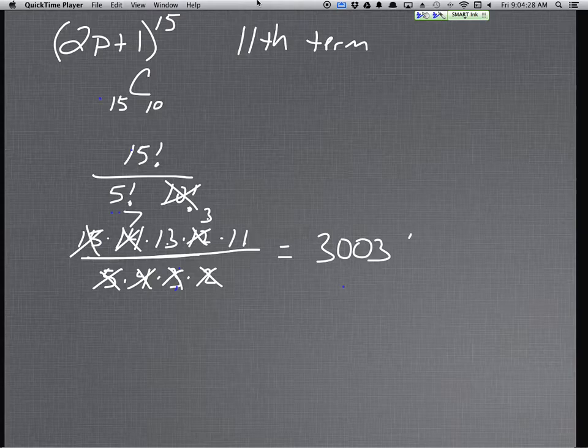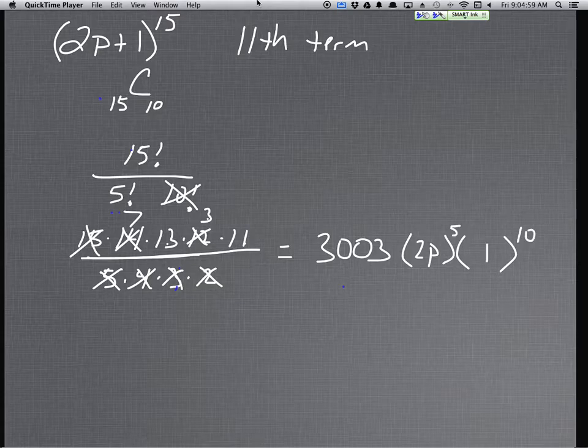Okay, so here's what we have to do. I need to think about what exponent the 2p would have on the 11th term, and I need to figure out what exponent the 1 would have on the 11th term. And it's very easy. Whatever these numbers are down here at the bottom, those are the exponents of those two. So that means it's going to be 2p to the 5th, and then I'm going to have 1 to the 10th.